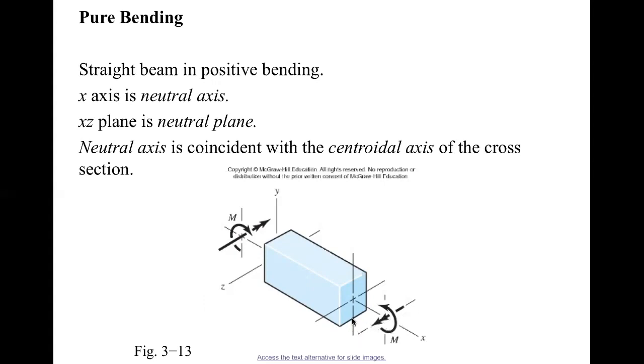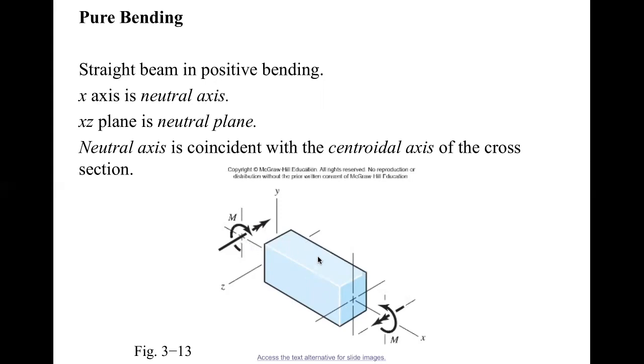Under these two bending moments, the total result of the bending moment is 0 because the magnitude is the same, but the direction is opposite. So it's called pure bending.